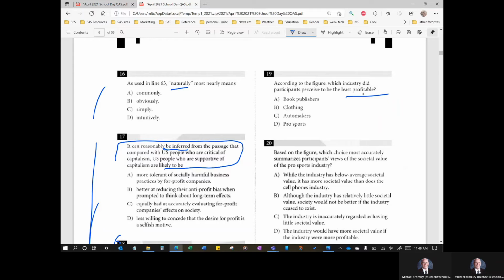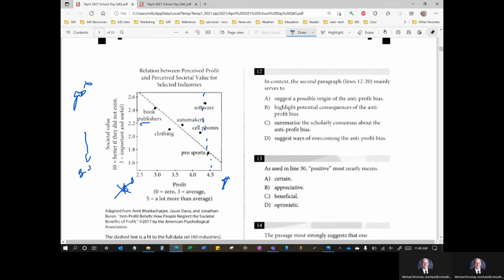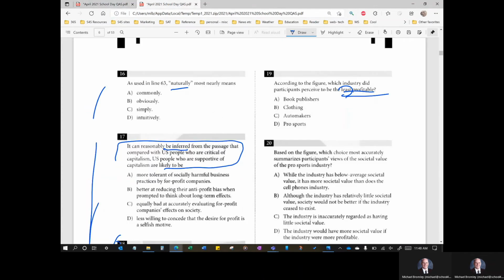Book publishers, the least profitable. Pay attention, Michael. Perceived to be the least profitable. So they considered book publishers to be the least profitable. So that's straight out of the chart, so I don't even need to look at these.